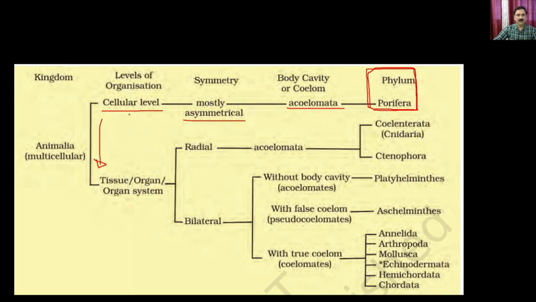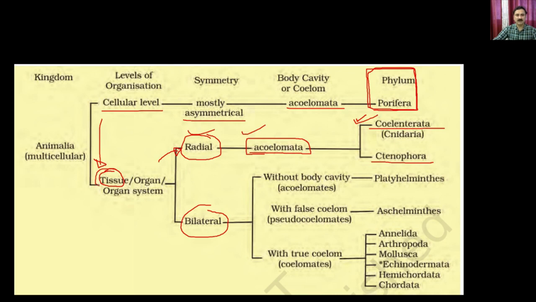So next to the cell, you are going to have the tissue level organization. Within the tissue level organization, you can have radial symmetry or bilateral symmetry. Within radial symmetry, you can have an organism which could be acoelomate, which means it does not contain the true coelom. With these properties and features, you can have two phyla. One is called the Coelenterata, the other is called the Ctenophora. So let's start a discussion about the Coelenterata, which is an acoelomate, radial symmetry, and has a tissue level of organization.